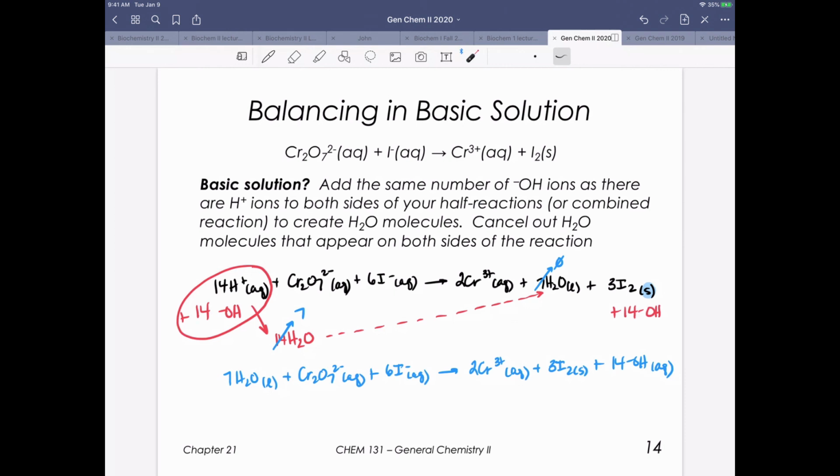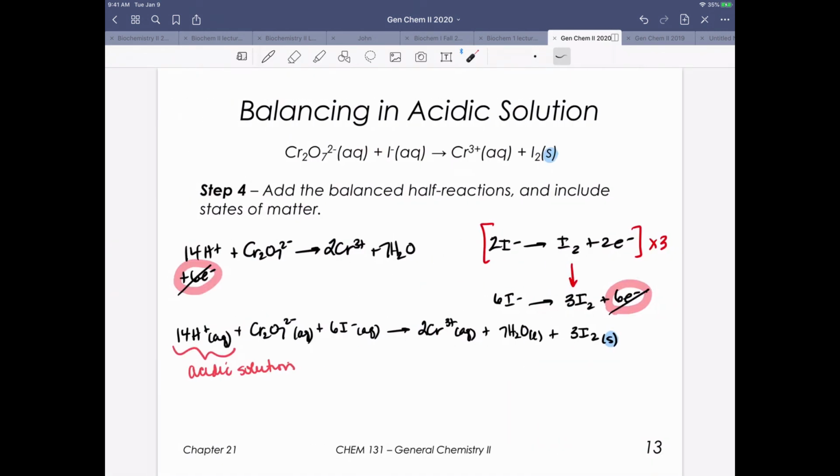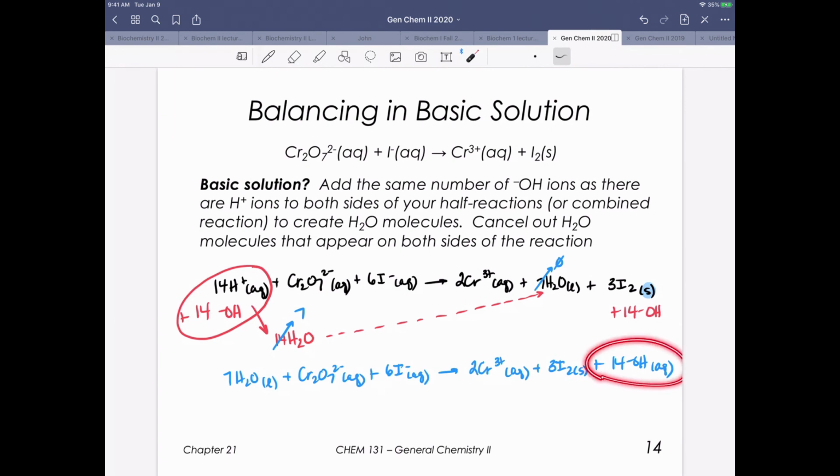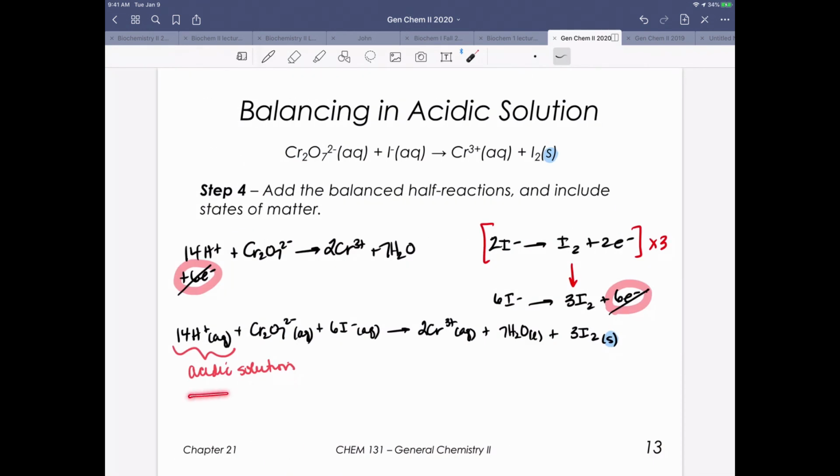So one of the things that you'll notice is the only thing that really changes, I don't change the number of atoms, because it's still balanced. But what changed is whether I had protons around, meaning I was in acidic solution, or I've got OH minus around, meaning that I'm in basic solution. Remember, this is only a step you'll have to do if you're asked to balance the redox equation in basic solution. If there's not any information about balancing in basic solution, this is the final answer for your redox reaction.